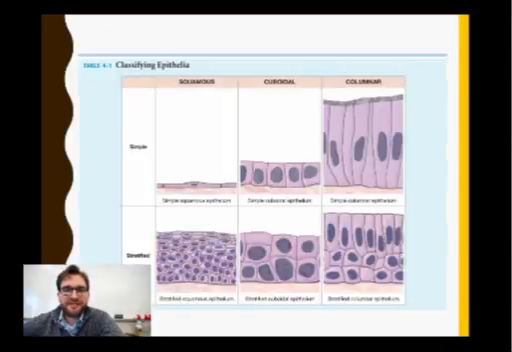Here's an image representing each of these. Our simple squamous epithelia, simple cuboidal epithelium, and simple columnar epithelium. All three of these different types of epithelia are simple because there's only one layer. Our stratified epithelia still includes squamous, cuboidal, and columnar, but they occur in layers.